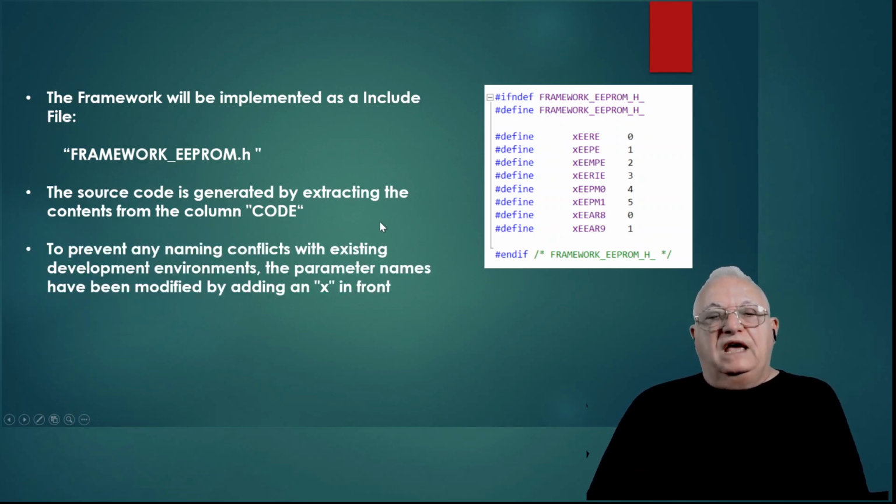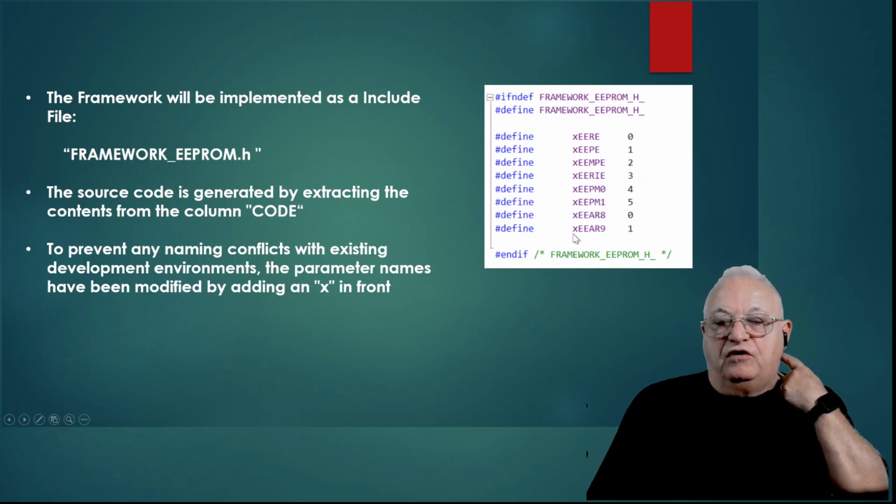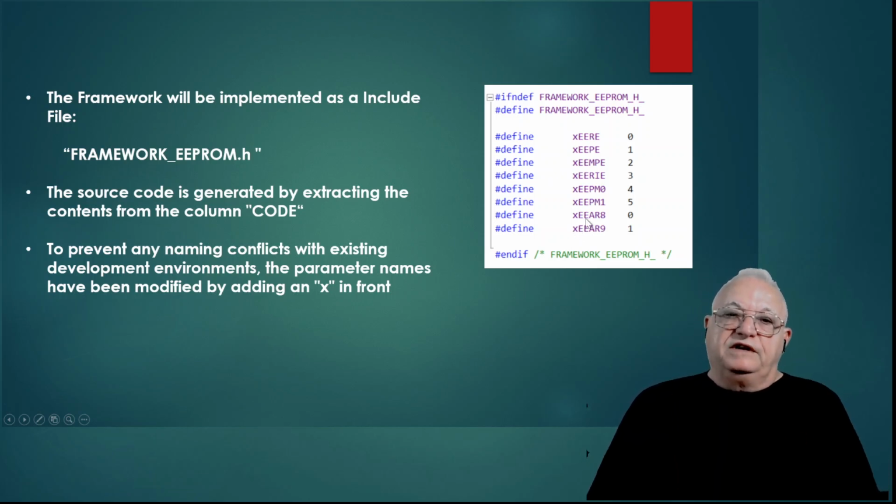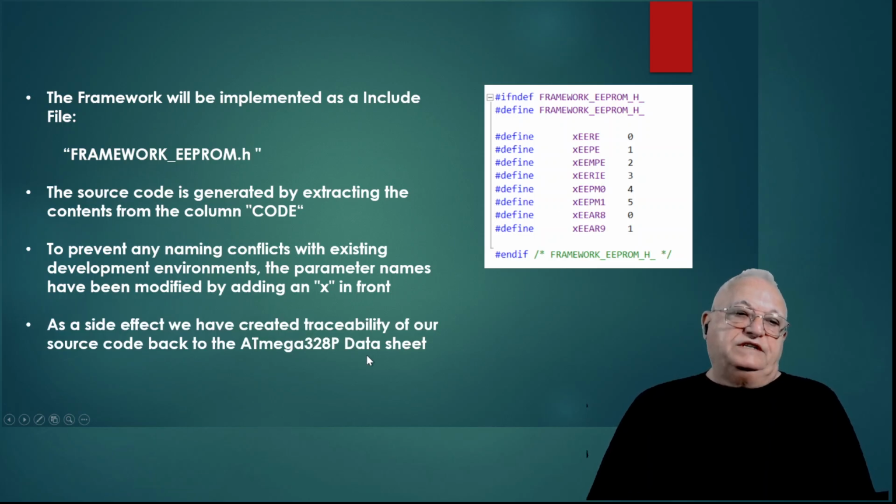Now, to prevent any naming conflict with the existing development environment, the parameter names have been modified by adding an X in the front. So each of the parameters, I place an X in the front, so we don't have a conflict with the development environment, because many of them already do this work for you. But some don't, so you need to know where things come from and if you have to do it or not. Now, as a side effect, we have created traceability for our source code back to the ATMEGA 328 datasheet.